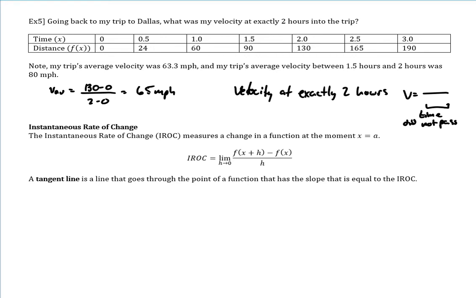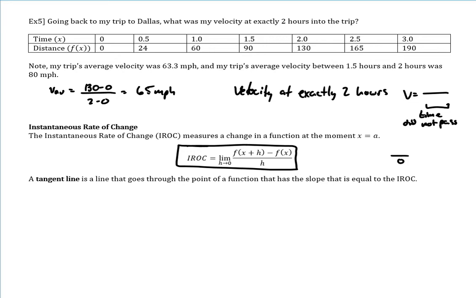The instantaneous rate of change, which we'll call IROC, measures a change in a function at the moment x equals a. Okay, so let's box this up. There's one other formula that goes with it as well, however, I think this is the one that is easiest to use, so this is the one I will be sticking with. It's the limit as h heads towards 0. This is saying as h gets very close to 0, so that way we can go around dividing by 0.